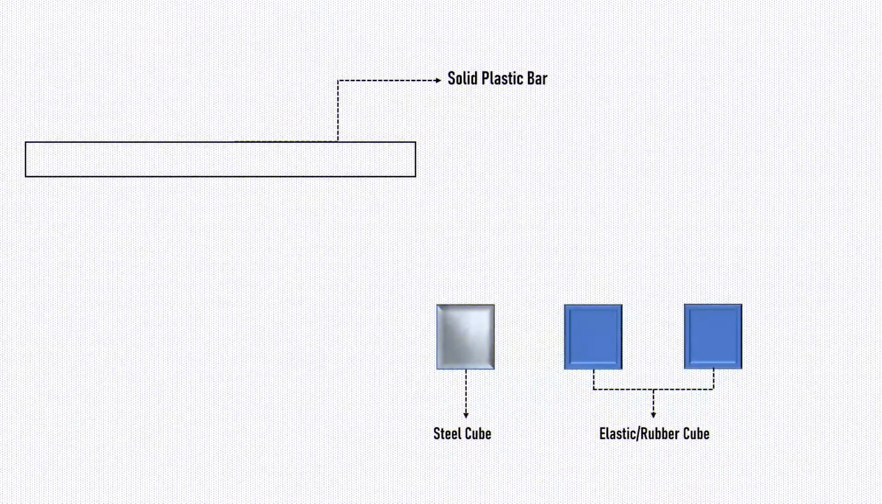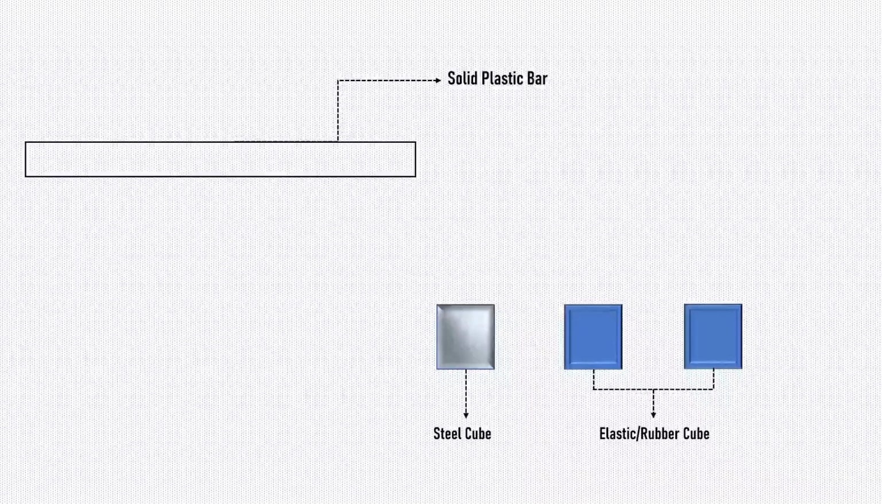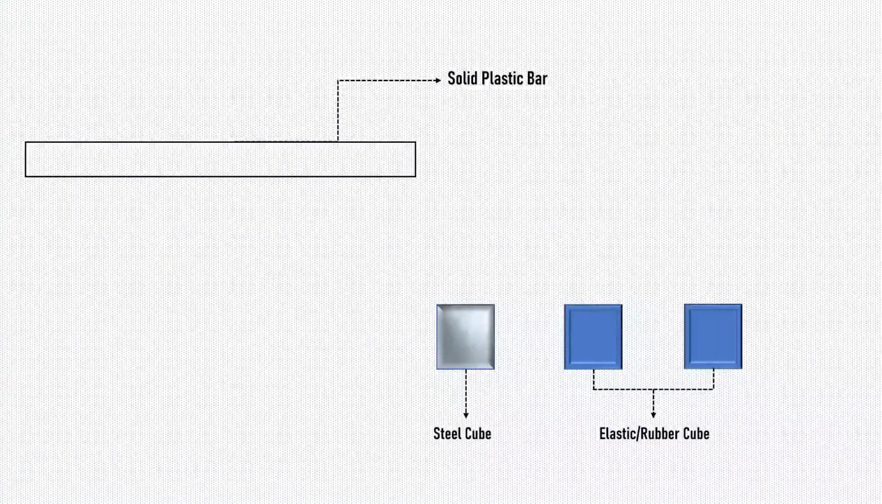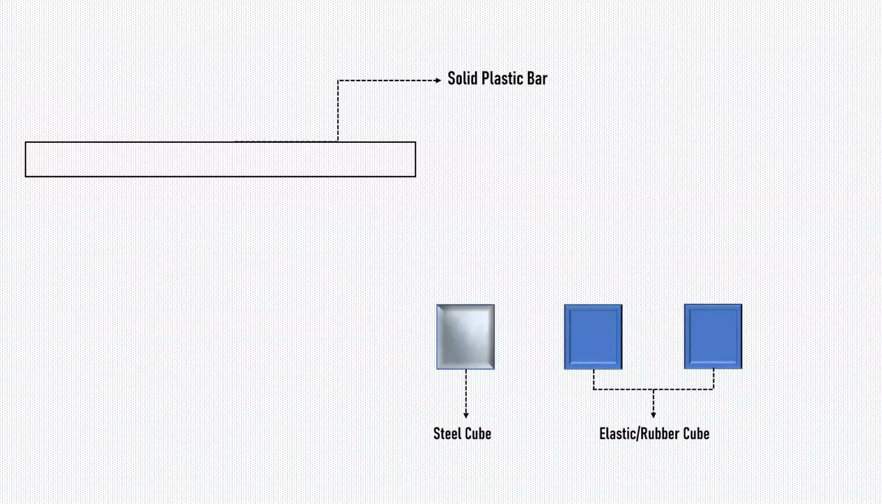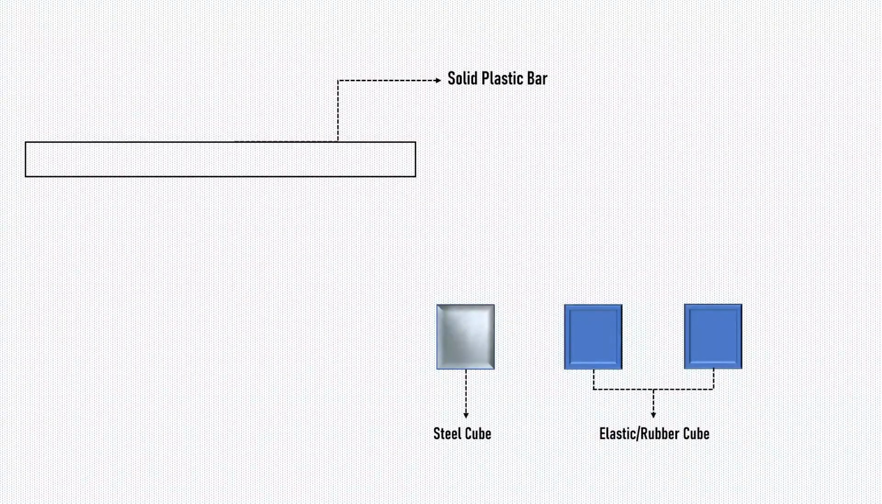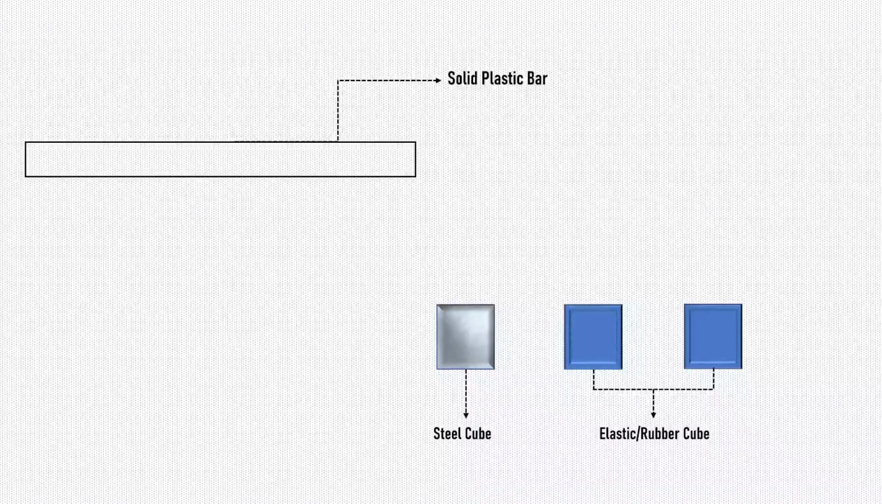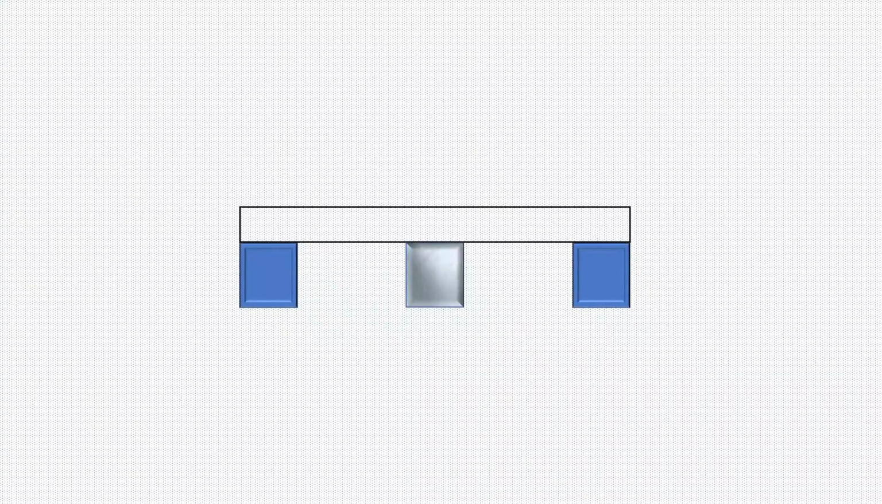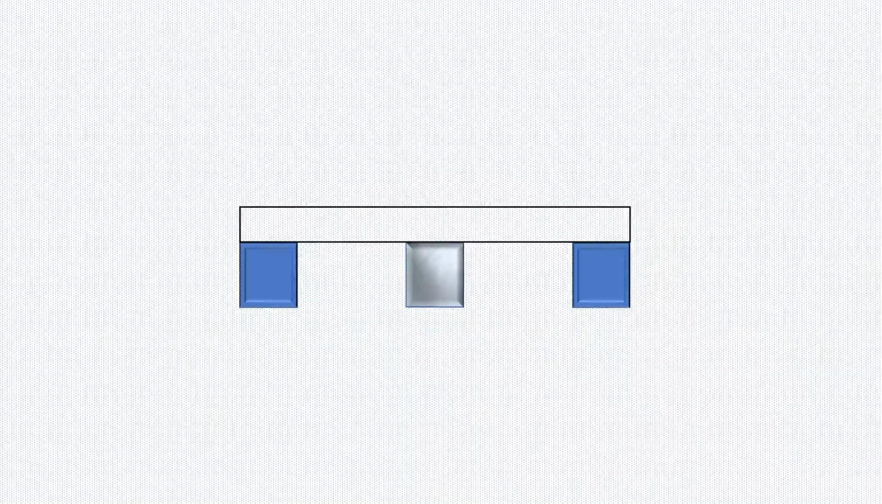We will understand the force distribution in prosthetic socket by understanding this cube and bar concept in this picture. We can see there is a solid plastic bar, a steel cube and two elastic or rubber cubes. Now we will place the steel cube in the middle and elastic cubes in the two sides of the bar.